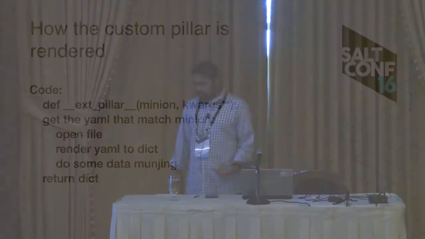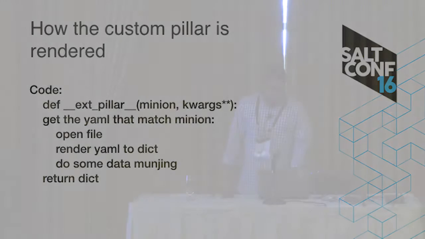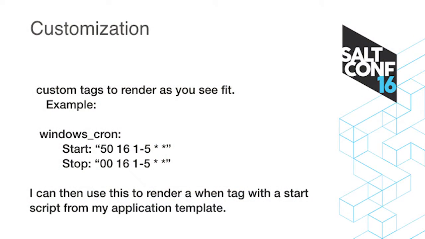So how the custom pillar is rendered, it looks kind of like this. You go find the YAML file, you render a dict, and then you just return the whole thing. You do some data munging, and you can customize that stuff, and then you'll get a pillar dictionary back. You can also do some customization pieces, like a win cron. So the win cron will let you do scheduling directly on your Windows applications.